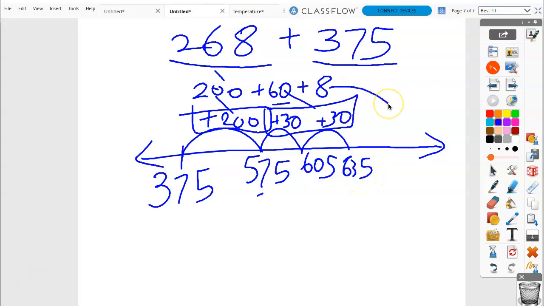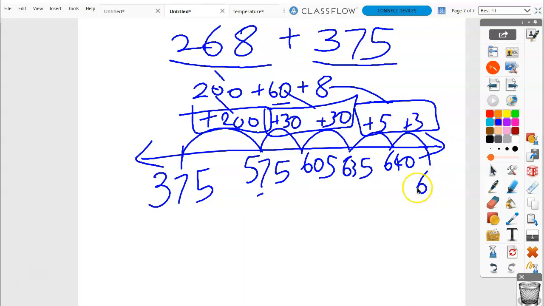Same thing for my 8. If I don't want to do my regrouping, I can add 5 first, which will make 640 because it's easy to do. And then I'll add my other 3, as long as these add up to 8. So my final answer should be 643. So that's number line.